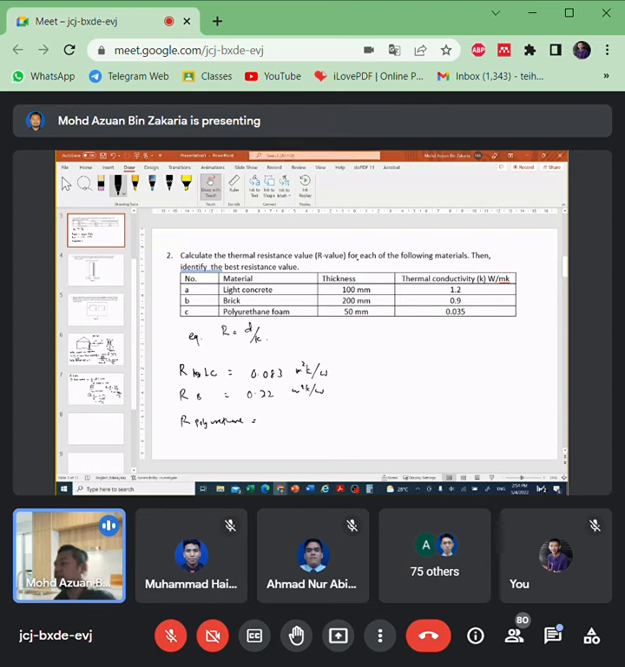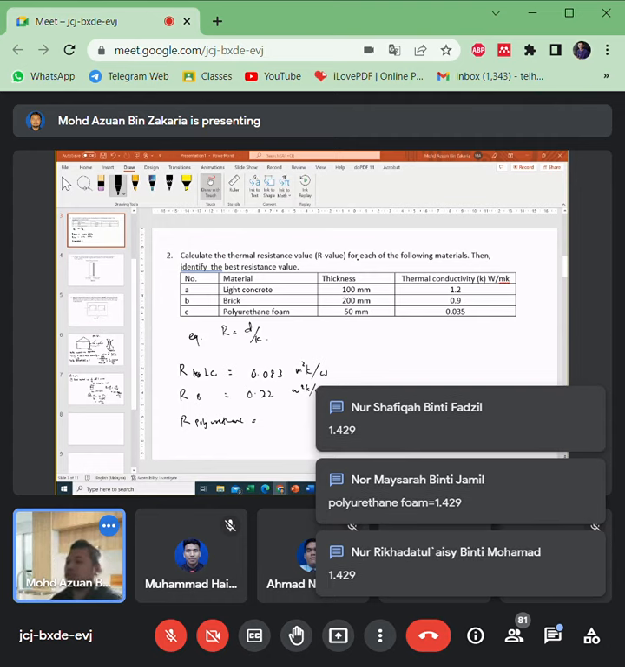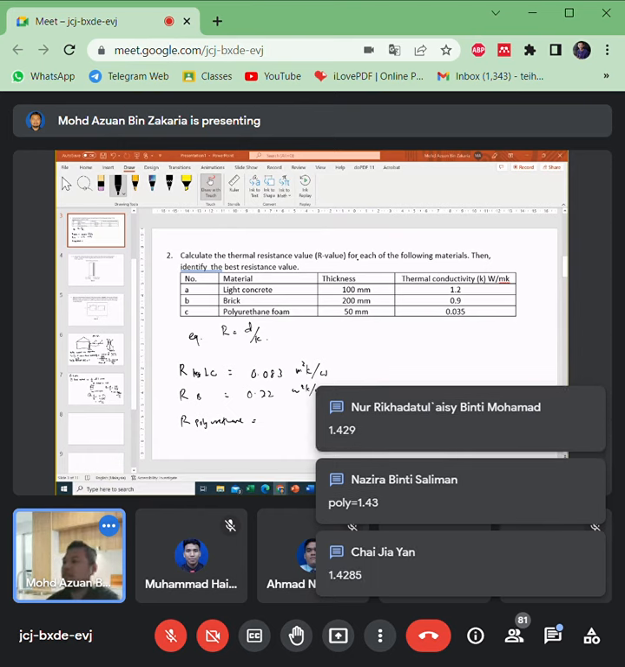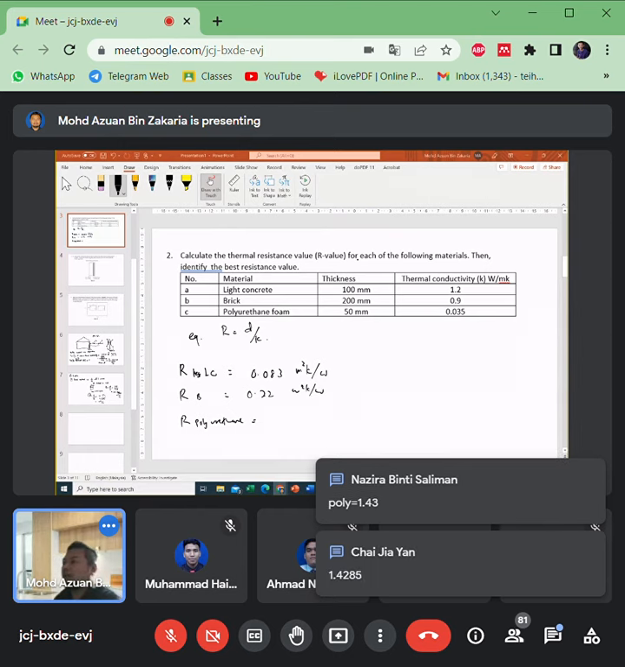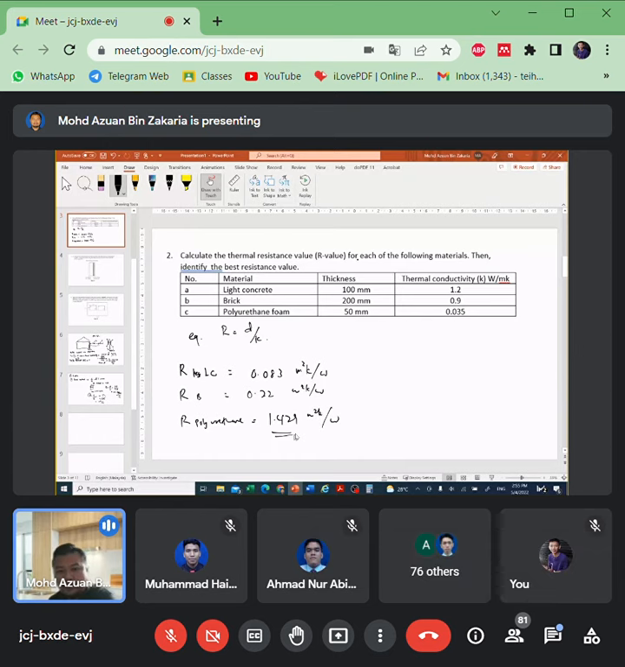Polyurethane is insulation. I expect a smaller K value, so can you calculate? Alright, 1.429. Okay, good. 1.429 meter squared Kelvin per watt. So hopefully all of you get this.